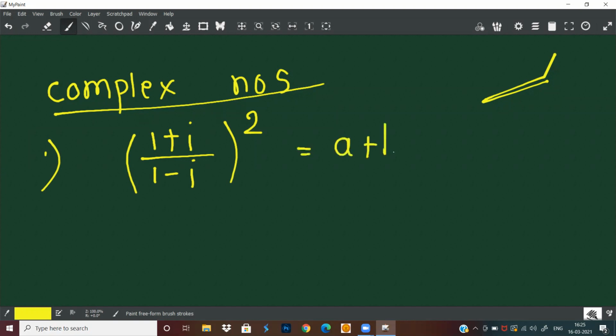Will you try this, please? You have to get the values of A and B. (1 plus I upon 1 minus I) whole square is equal to A plus BI. See, either way you can do. In the LHS, inside the bracket you can multiply numerator and denominator by the conjugate of the denominator.